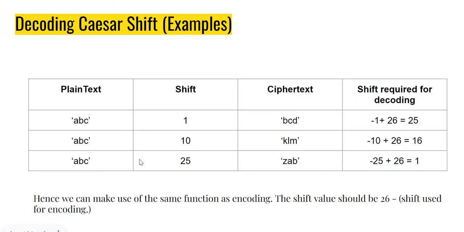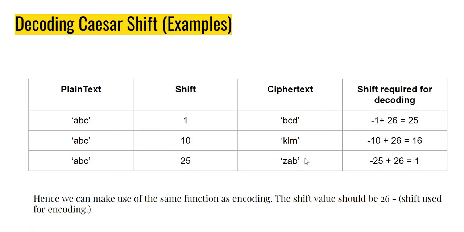For example, let's say we had a message ABC and a shift of 1. So we'll get a secret message BCD because each letter has been shifted by 1. To decode this, I can just shift it once again. I can take this message and give it a shift of 25, because 26 minus 1 is 25. Similarly, with a shift of 10, I get KLM. I can get this back by shifting a further 16, which is 26 minus 10.